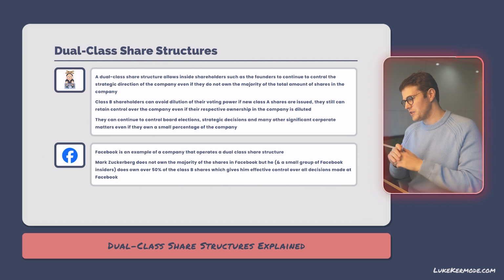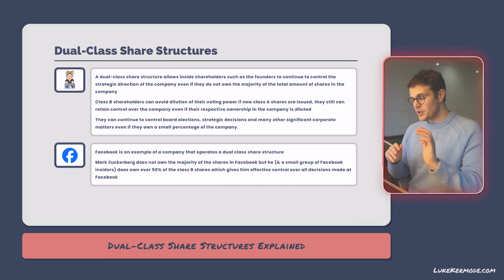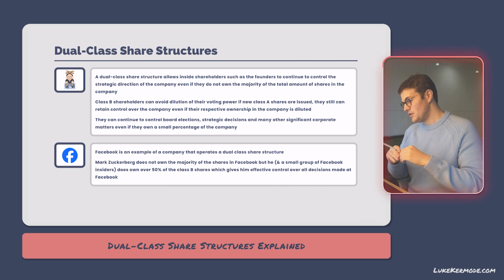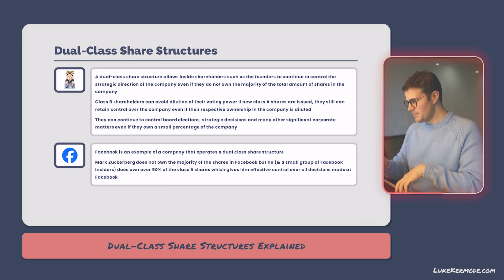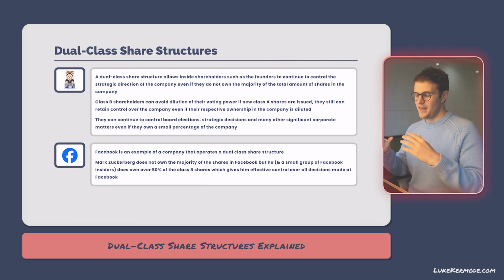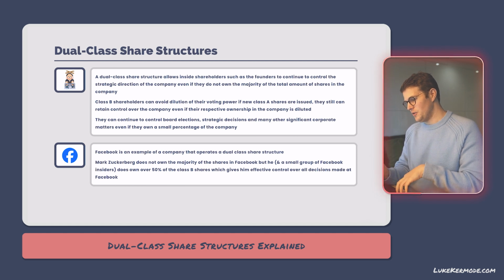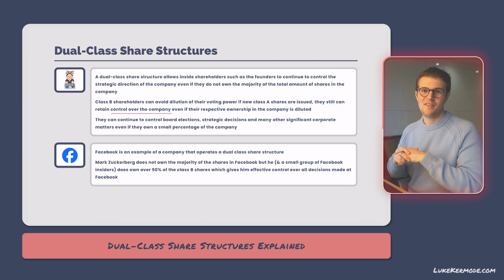And Class B shareholders can avoid dilution of their voting power because if they want to issue new equity, they can just issue new Class A shares, because their Class B shares can sometimes hold 10, 20 votes per share. They're happy to let their ownership stake in the company be diluted, but they'll still maintain control because of the considerably larger number of votes per share that their Class B shares come with.